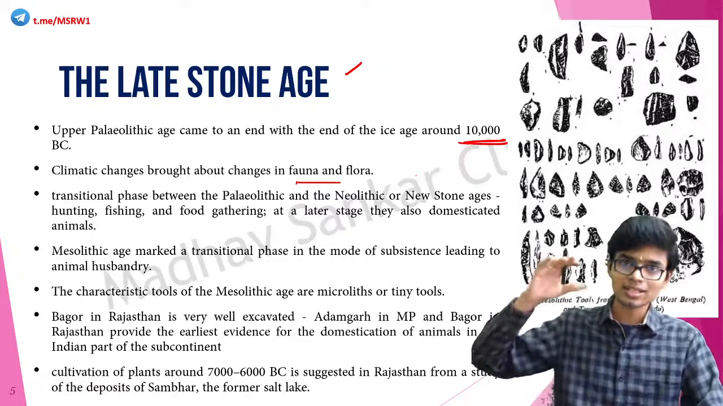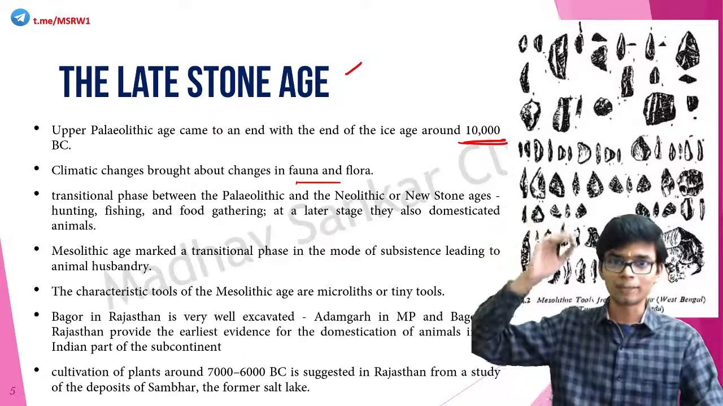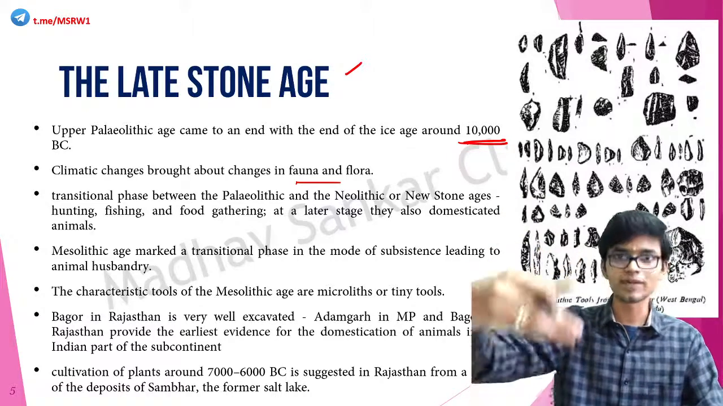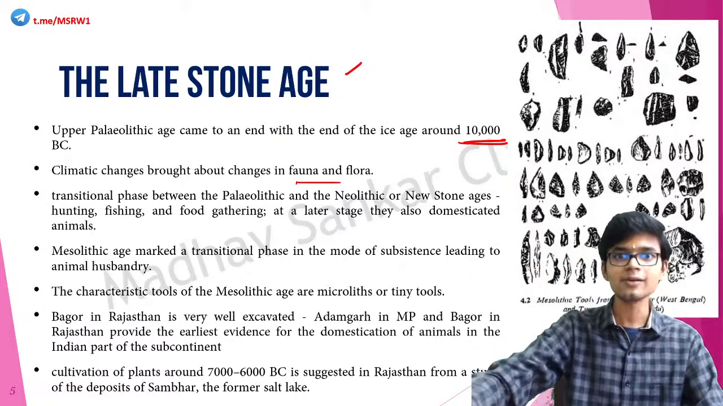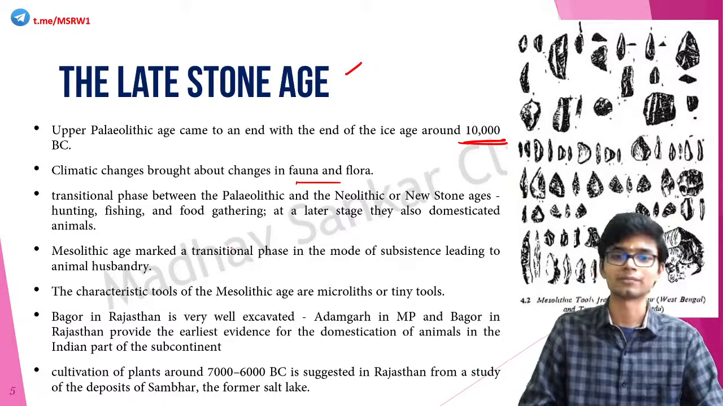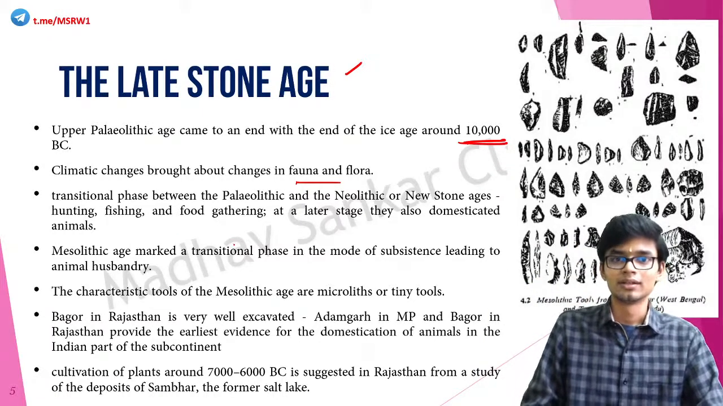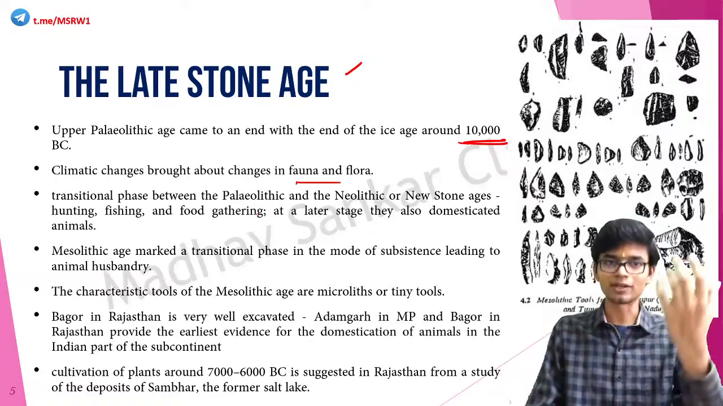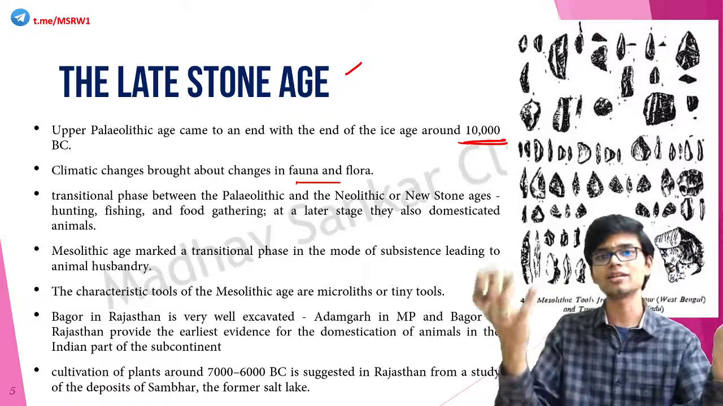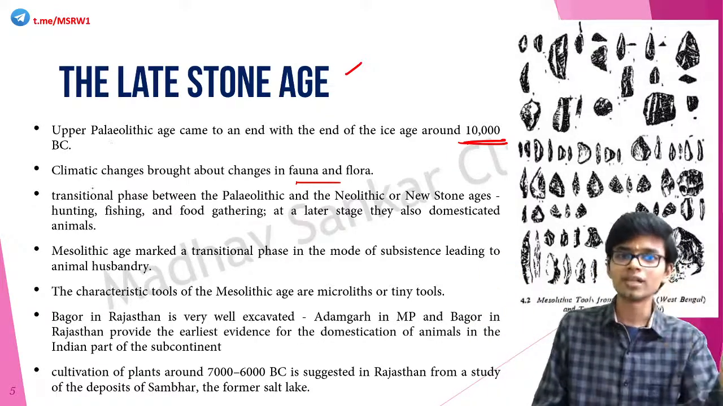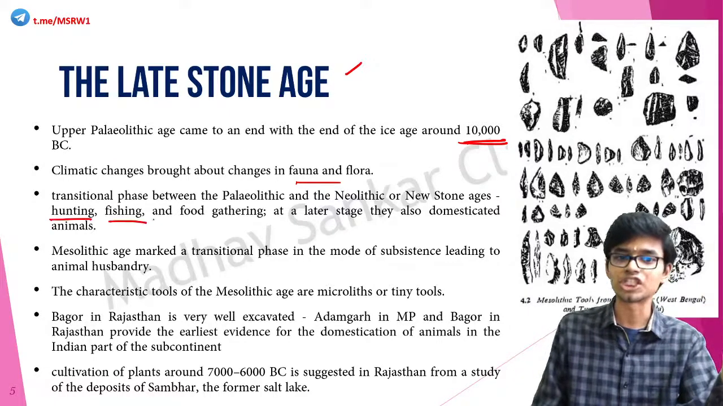This transitional period from the Paleolithic period to the Neolithic period, which we will be studying in the next slide, is known as the Mesolithic period. So the Mesolithic period is nothing but the transitional period between the Paleolithic age and the Neolithic age. In this age also, human beings were hunter-gatherers, and they focused on hunting, fishing, and food gathering.